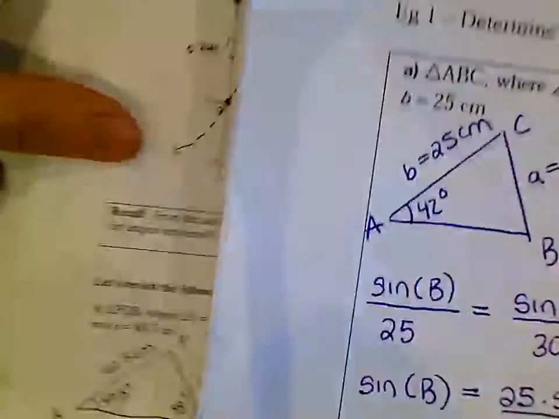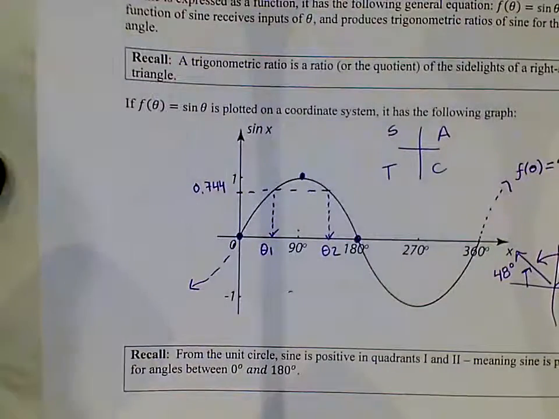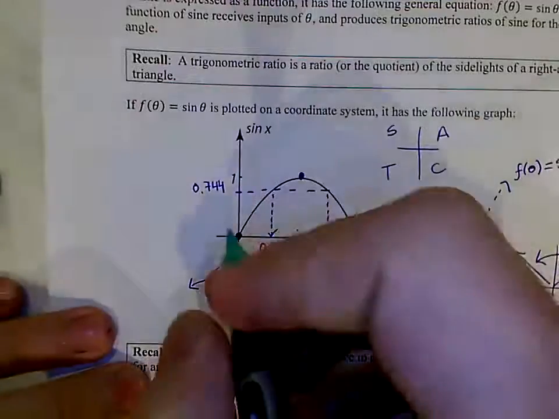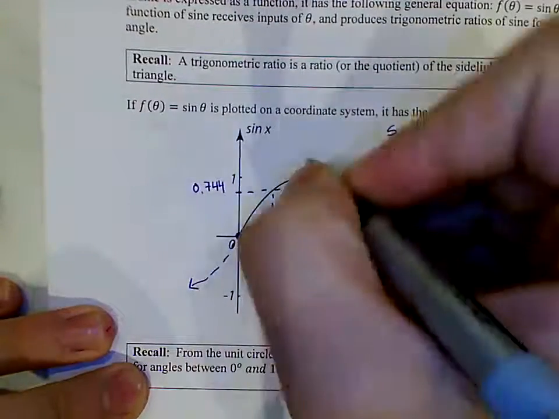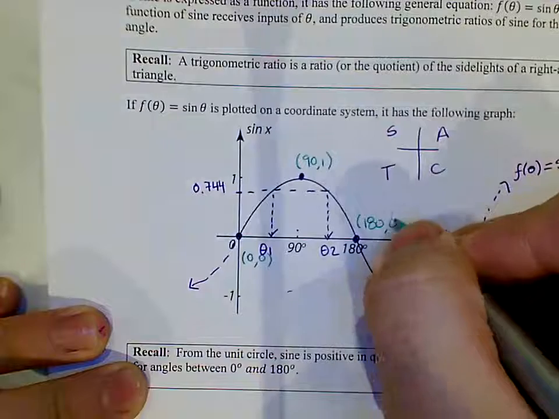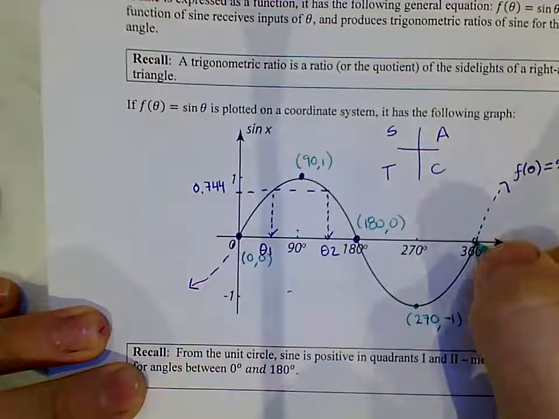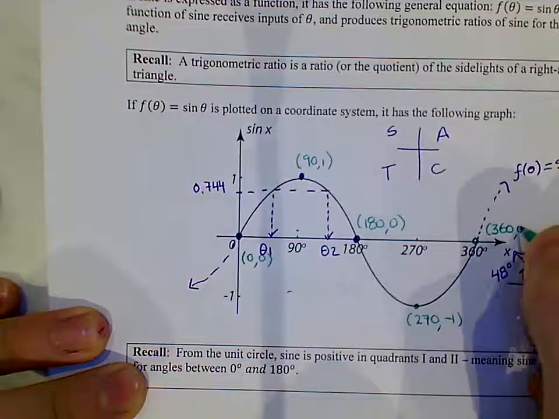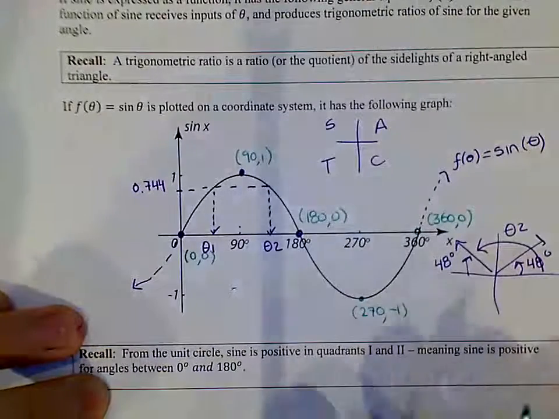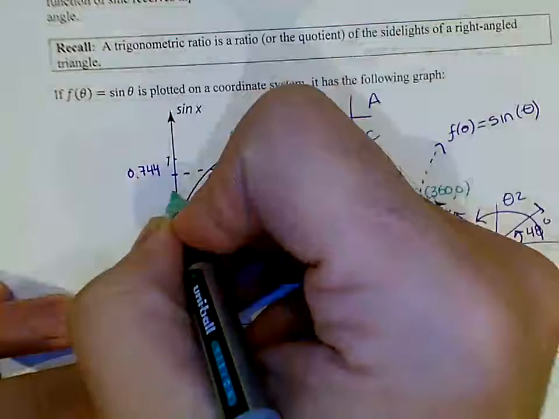So let's go back and look at our graph of sine again. It probably would be helpful to memorize this graph if I'm being honest with you. And here are your major points: 0, 0; 90, 1; 180, 0; 270, negative 1; 360, 0. Because this is going to come back again in our next unit. It's so foundational to everything we do this year and next year.